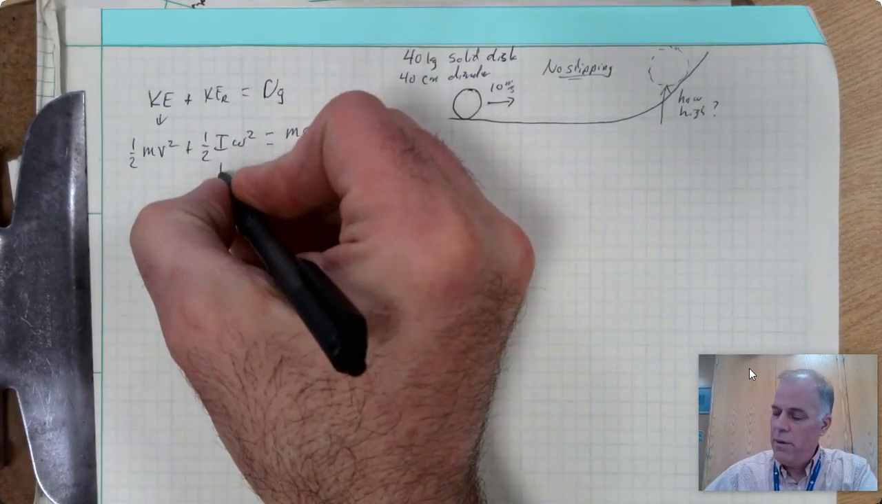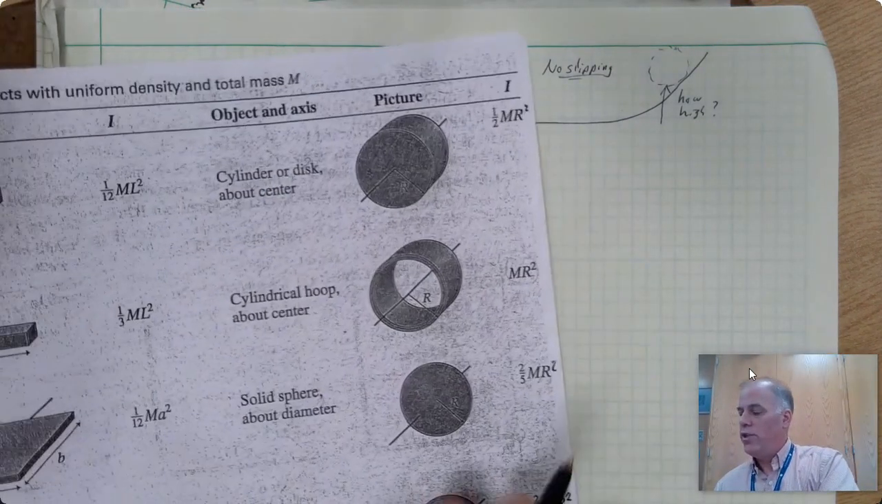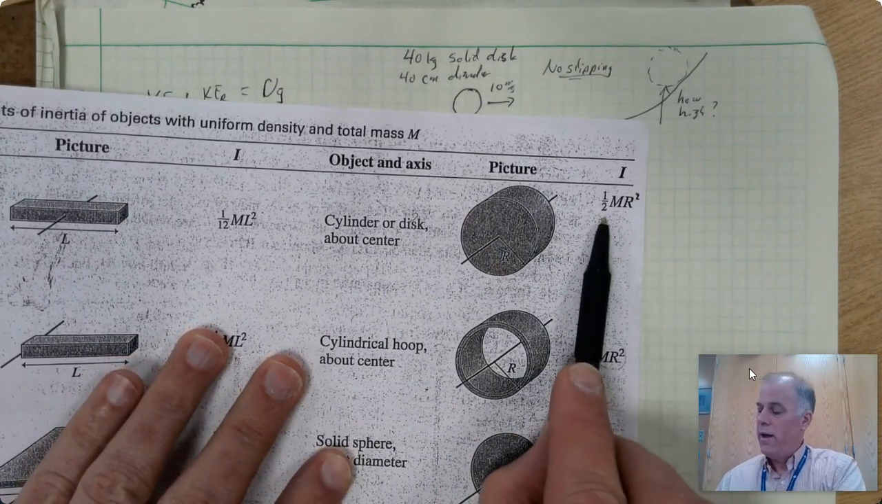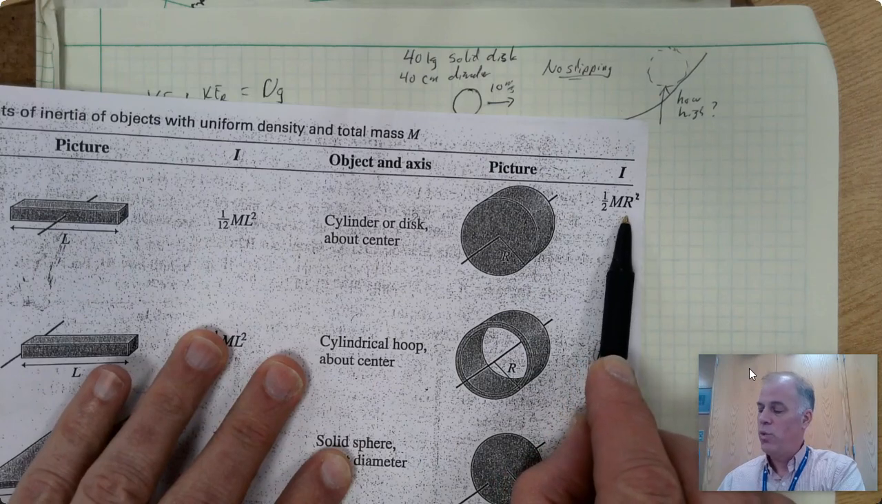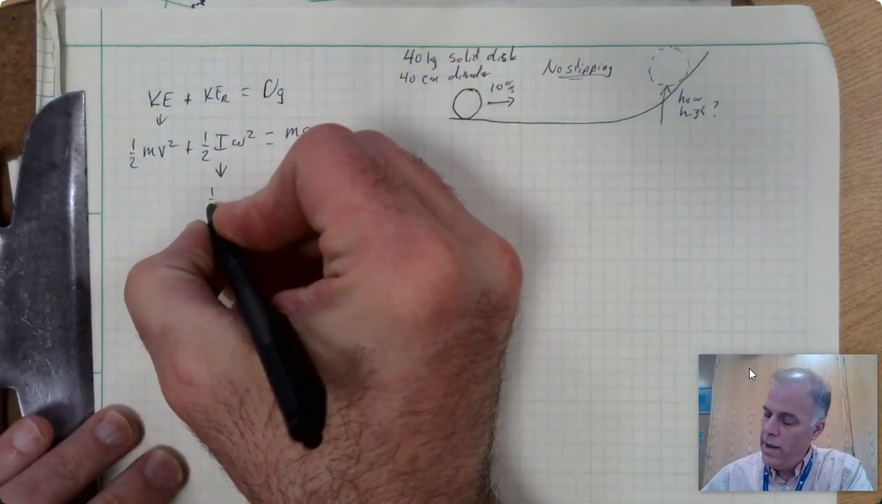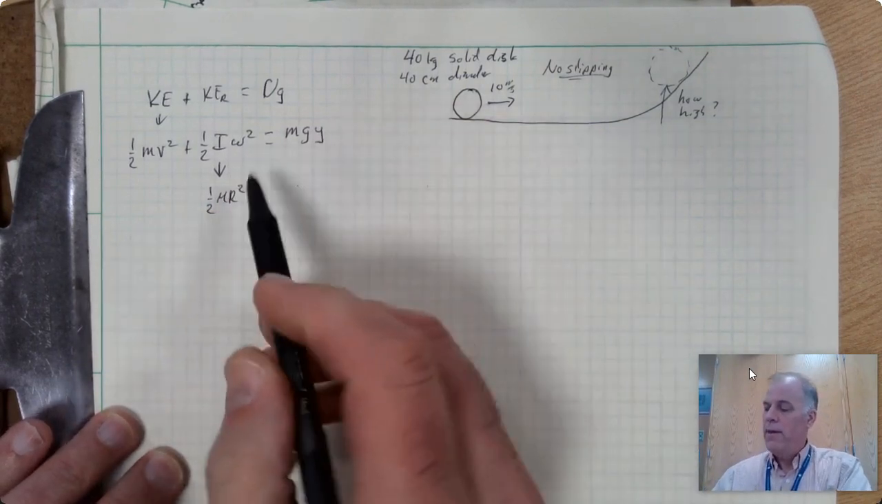So first off, the rotational inertia. If we look on our gouge sheet on page 210, we have a solid cylinder. Moment of inertia, or rotational inertia, is 1/2 mr squared. So that's what we're going to use for the I. So this is going to be 1/2 mr squared.